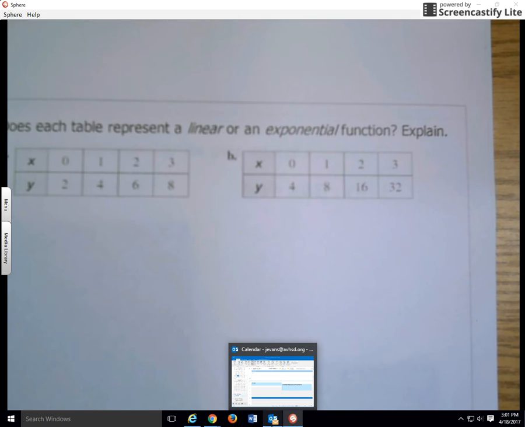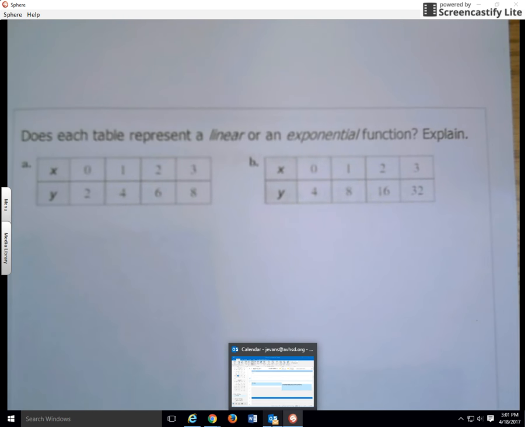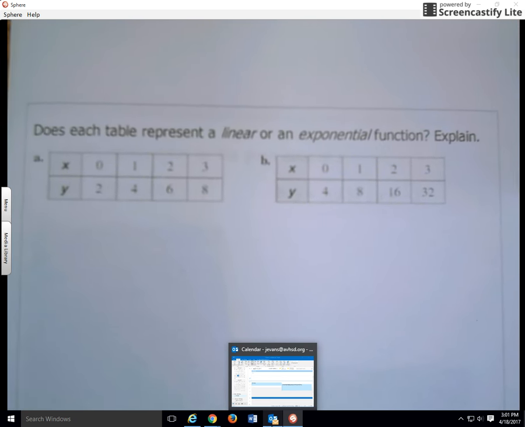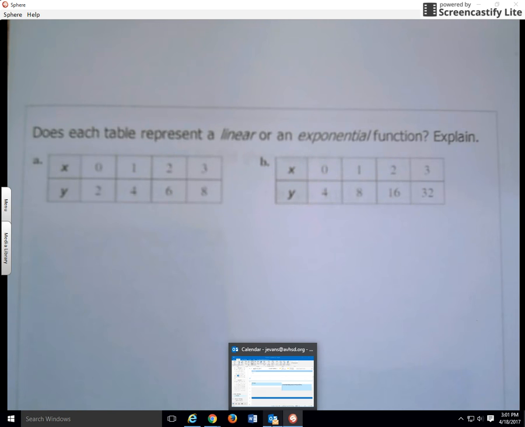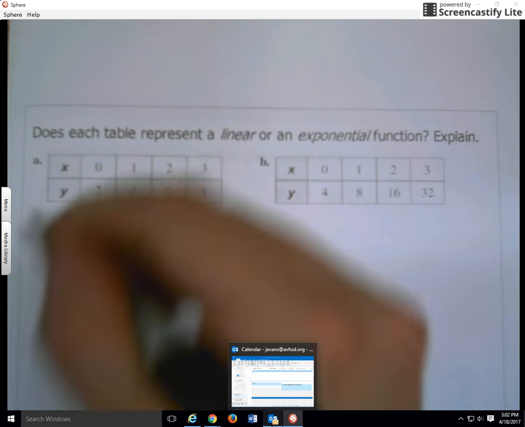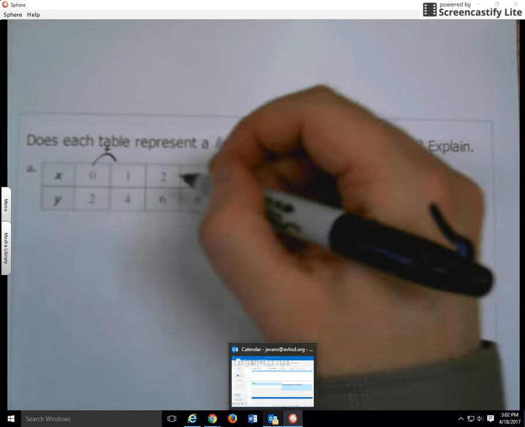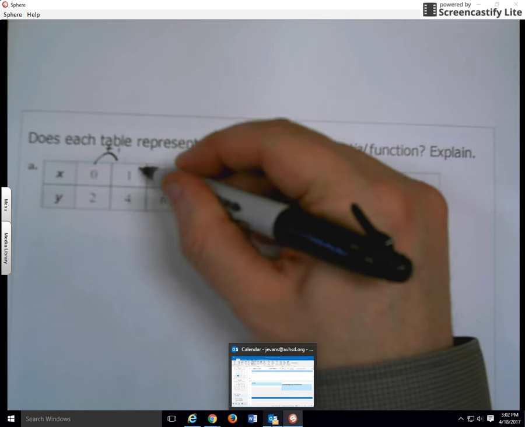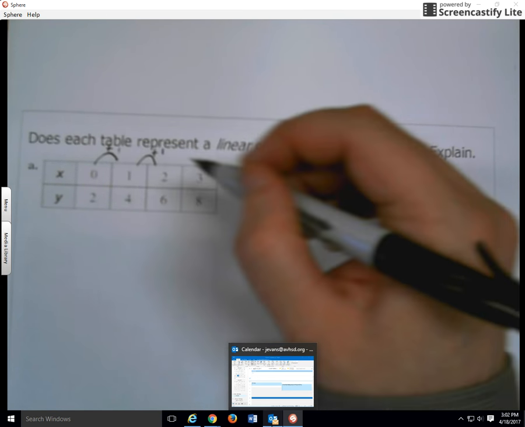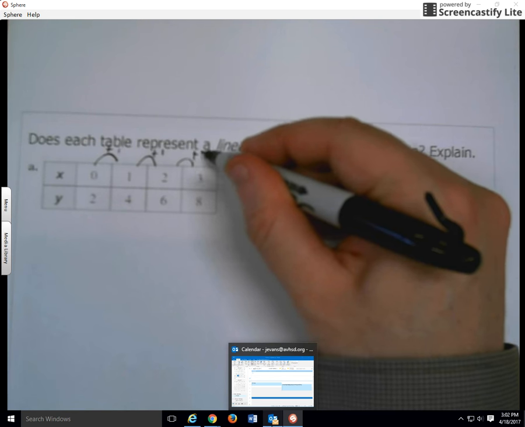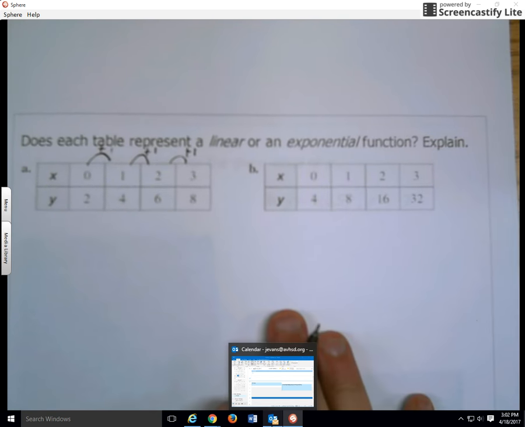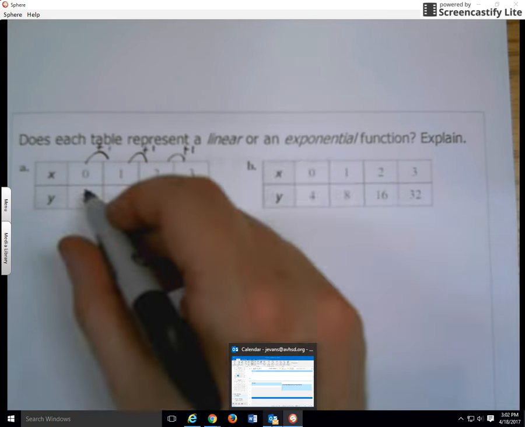So let's look at two examples to kind of illustrate this point. It says, does each table represent a linear or an exponential function? Explain. So let's do that. Looking at this first one, if we go from 0 to 1, it increased 1, so plus 1. If we go from 1 to 2, it increased at plus 1. And if we go from 2 to 3, it increased at plus 1. So x increased 1 every time.